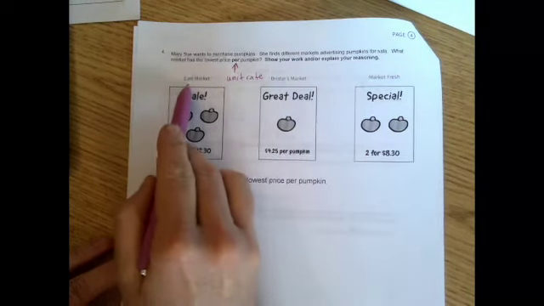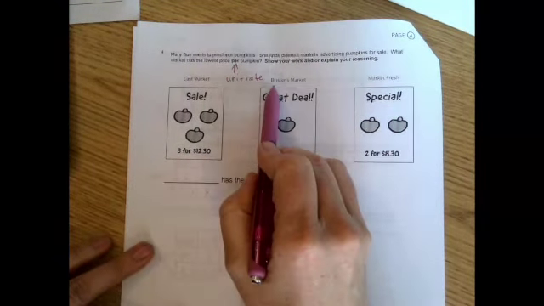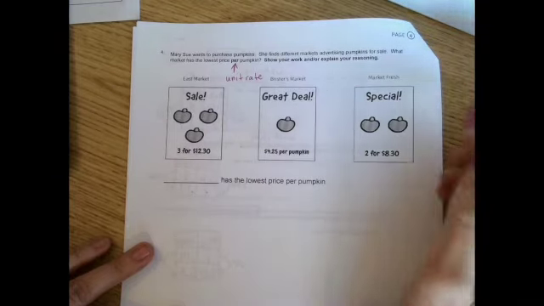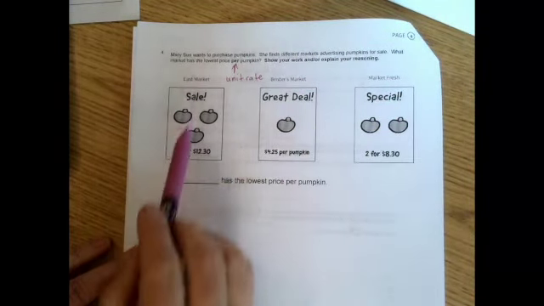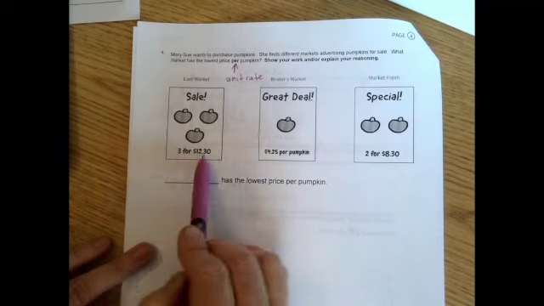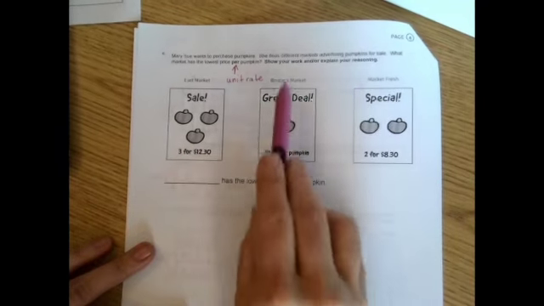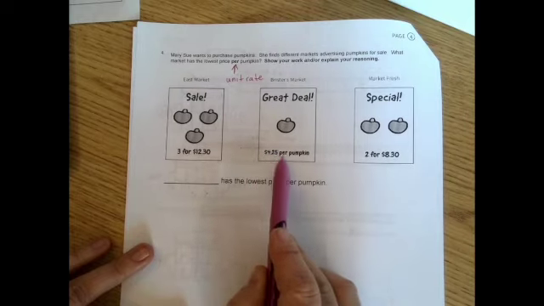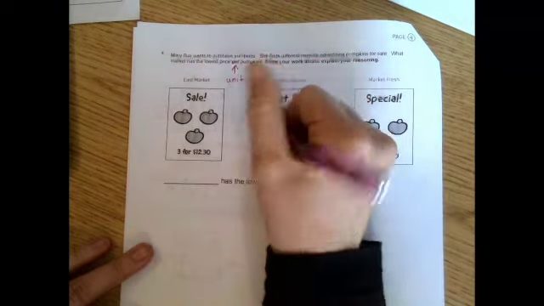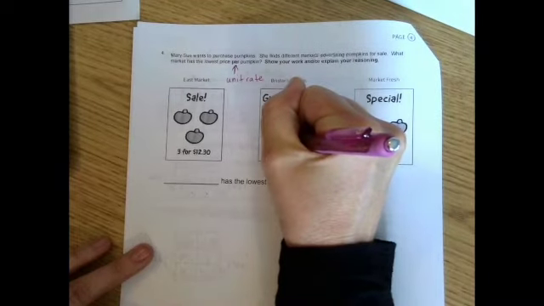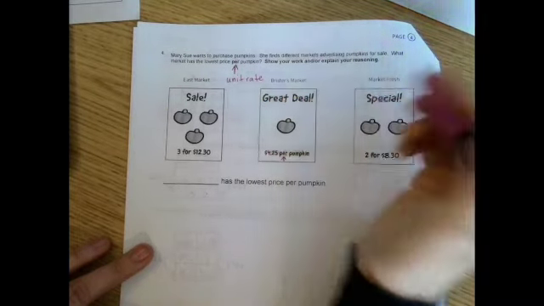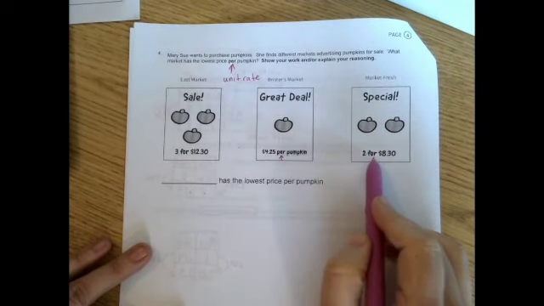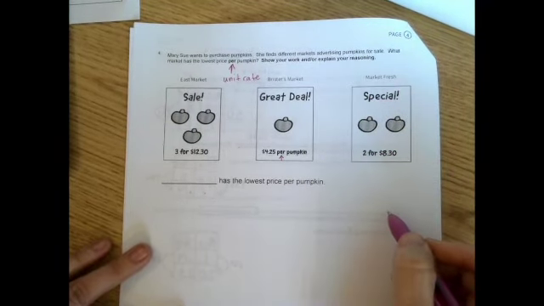All right, so let's see. We've got East Market, Brister's Market, and Market Fresh. At East Market, I can get 3 pumpkins for $12.30. At Brister's Market, it's $4.25 per pumpkin. Ooh, I've already got a unit rate, right? That per there, that means I've already got my unit rate. And Market Fresh, 2 pumpkins for $8.30.